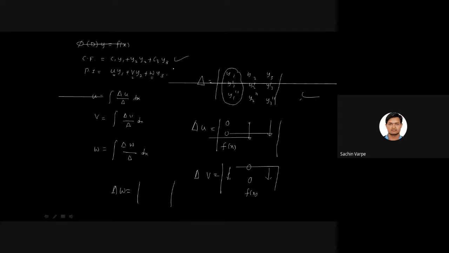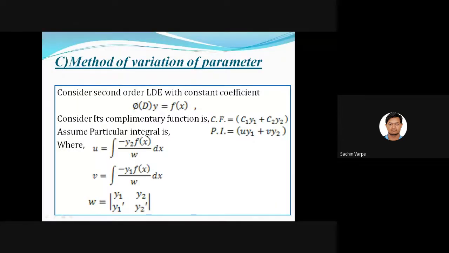Again, in case of fourth order differential equation, we'll be having such 4 by 4 determinants of delta, delta u, delta v, delta w, and delta, one more variable will be there, isn't it? So in case of higher order, this method is not that convenient because it depends on calculating the determinants, the Wronskian. So W is the value of Wronskian.